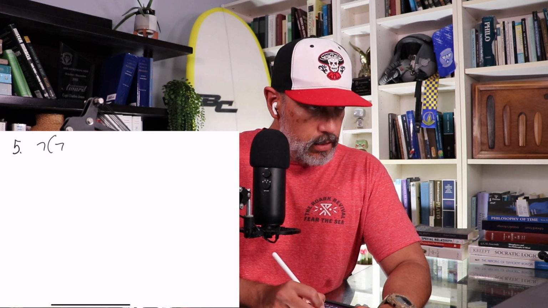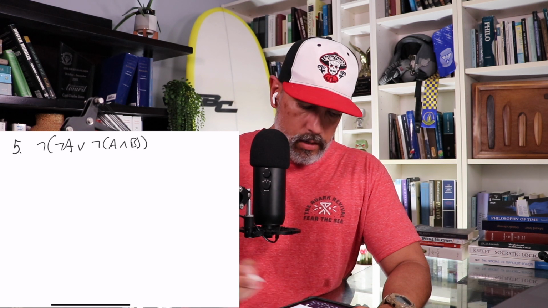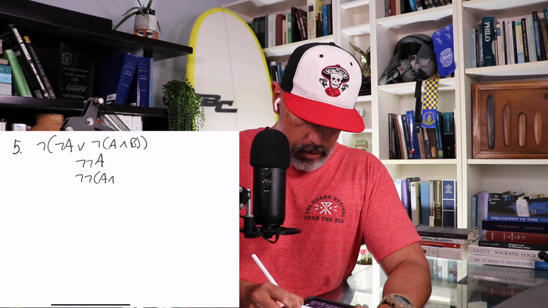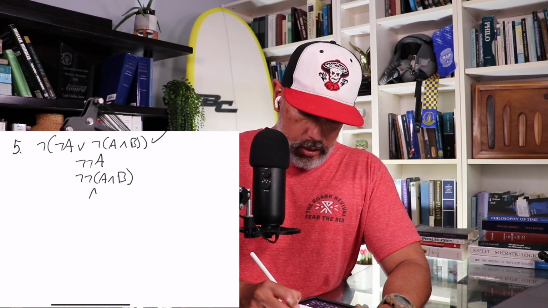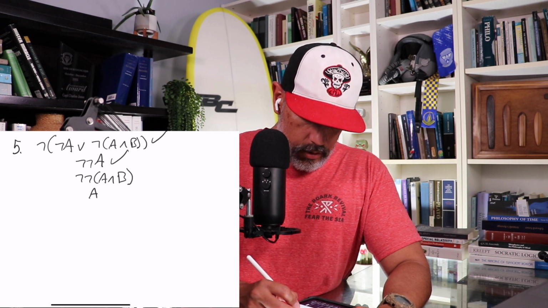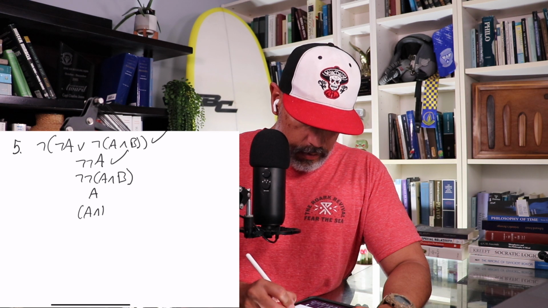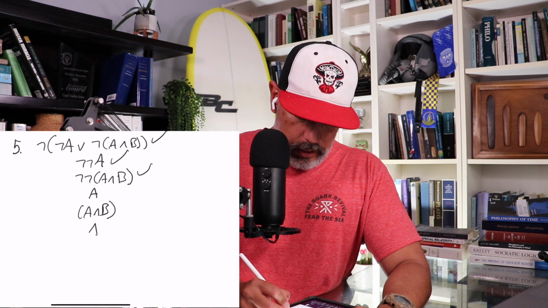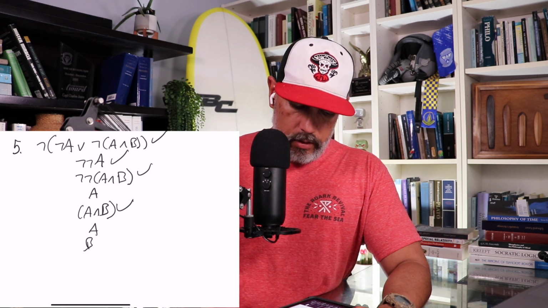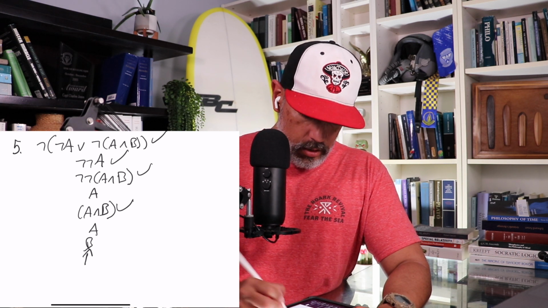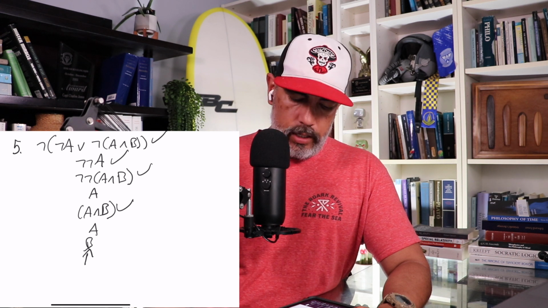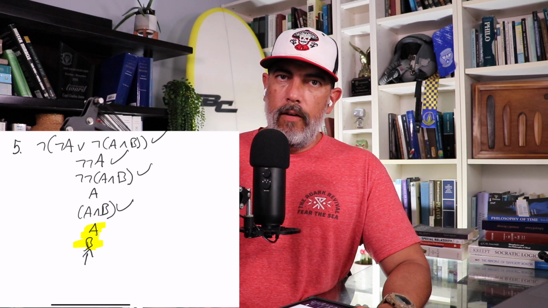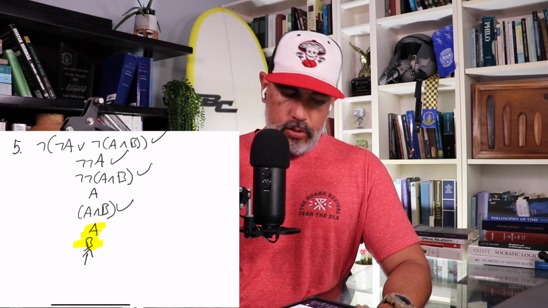5. Okay, the negation of a disjunction. We have double negation here. Double negation here. And then A and B turns to A, B, and there are no closed branches. So this is not a tautology, and it looks like when A is true and B is true, that makes our original proposition false.